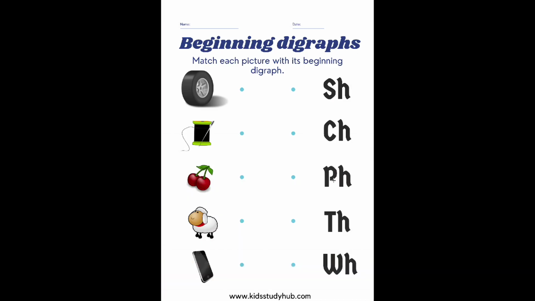So this worksheet is matching the picture with its beginning digraph. On the left we have a few pictures, on the right I have jumbled the digraphs. So the first one is wheel. It starts with the digraph wh. So match the wheel with wh. Thread with th. Cherries with ch. Sheep, sh. Phone, ph.